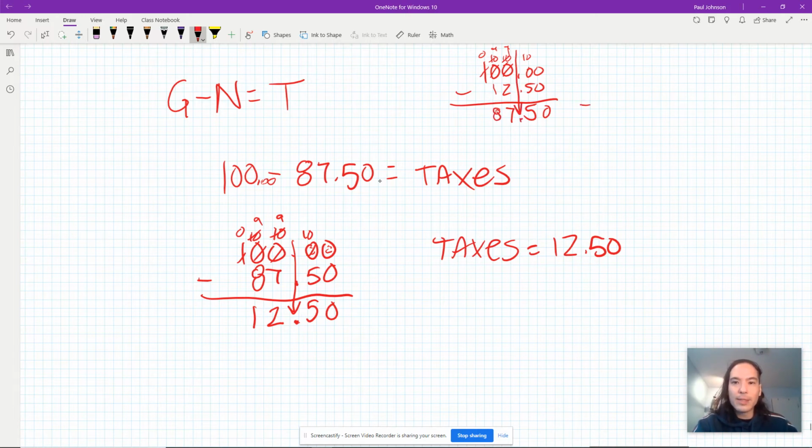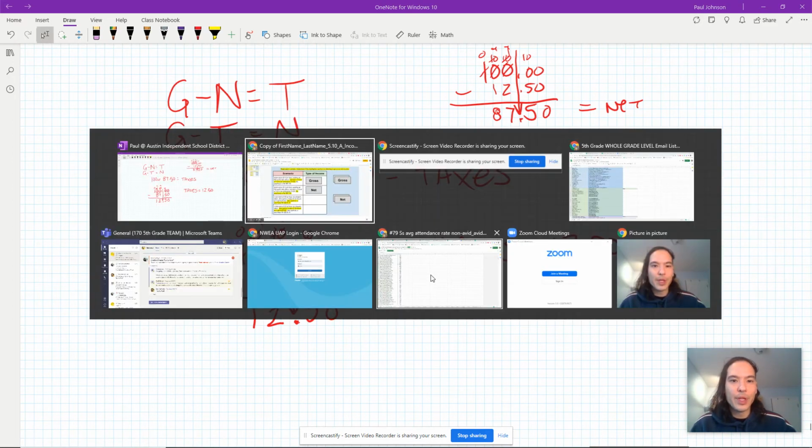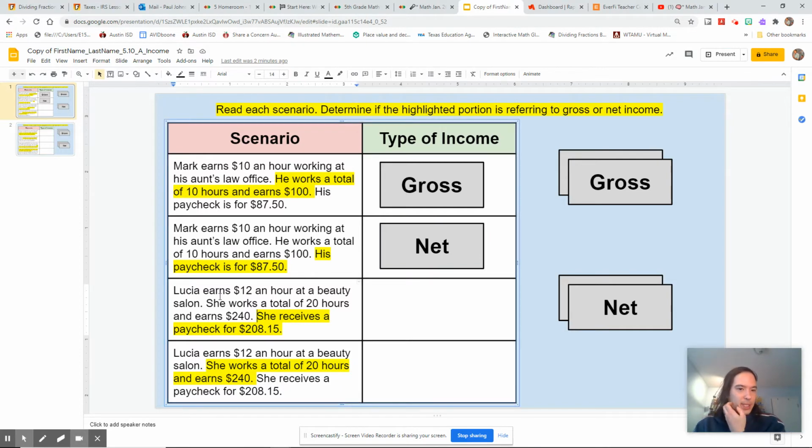So that is our net income. That checks out. So remember, gross minus net equals tax, or gross minus tax equals net, like fact families. Okay, so let's come back to this.